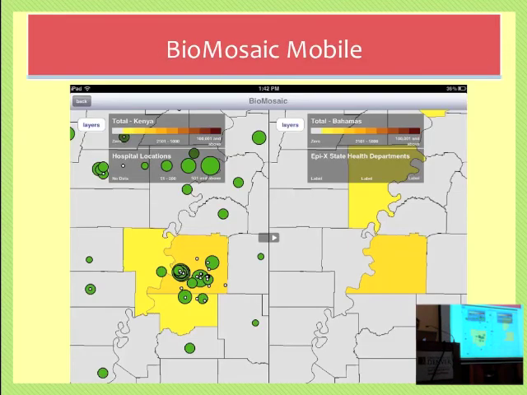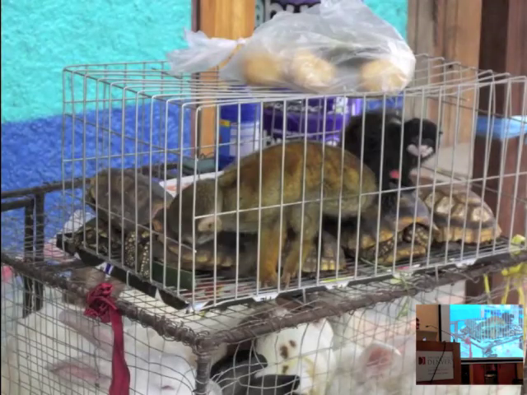hospital locations. In addition to this, we have another project that we've been working on with the people at the, I believe it's the World Wildlife Federation. Sorry, not 100% sure of that. I'm blanking on who exactly we're collaborating with. But what you see here is a picture taken in Thailand in an animal market. It's a little bit hard to see, but if you stare at it for a little bit, you can see some monkeys that are packed into the same cage as a bunch of turtles.